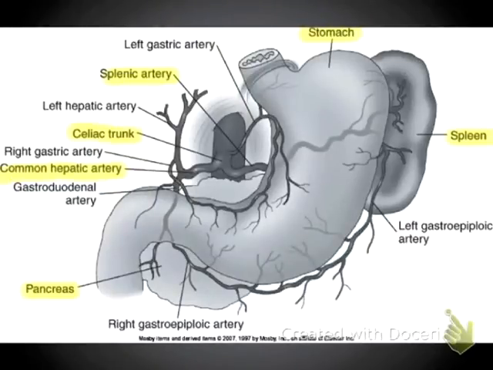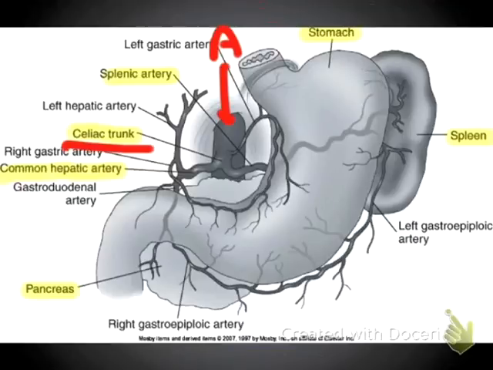If you'll remember, we did say that the stomach was one of the most vascular organs in the body. And so, just take a note of this. We have the aorta here, and we have the celiac trunk or the celiac artery.